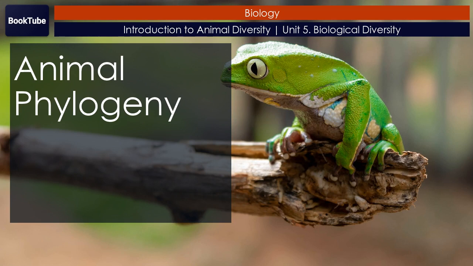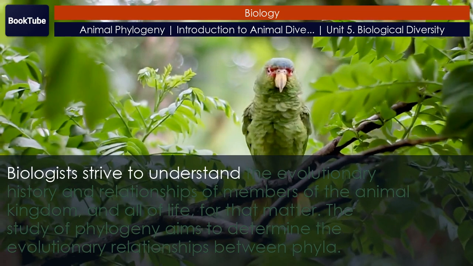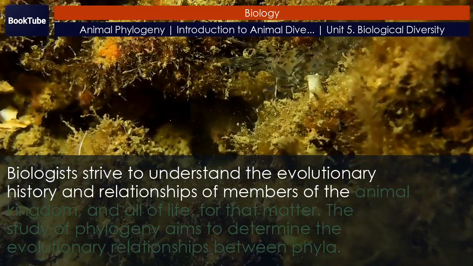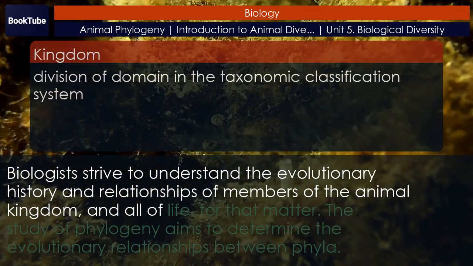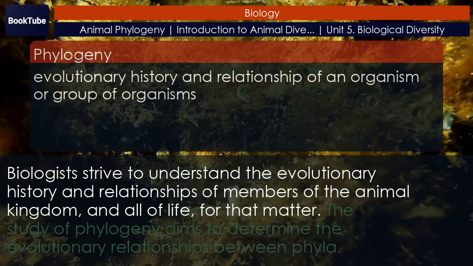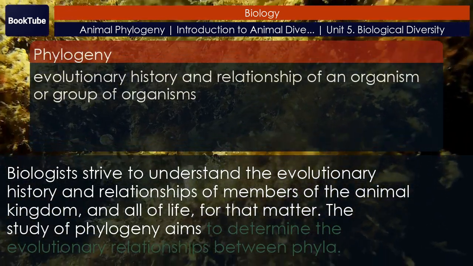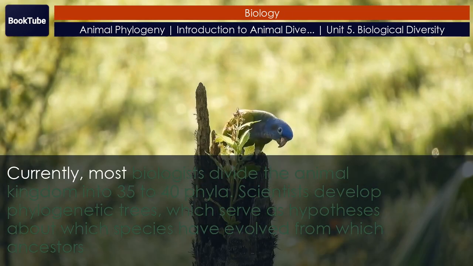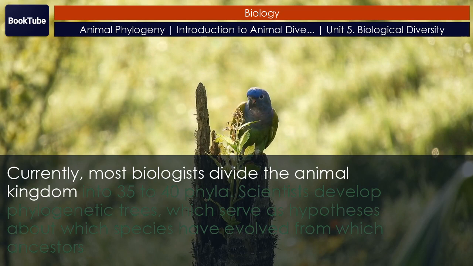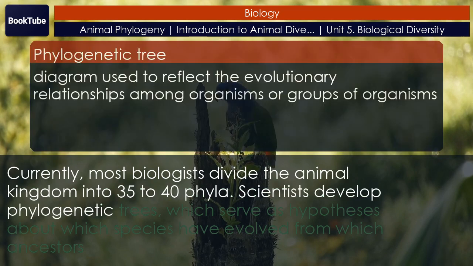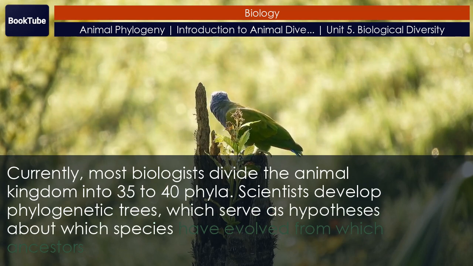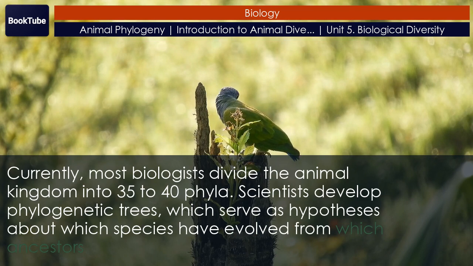Animal phylogeny. Biologists strive to understand the evolutionary history and relationships of members of the animal kingdom, and all of life. For that matter, the study of phylogeny aims to determine the evolutionary relationships between phyla. Currently, most biologists divide the animal kingdom into 35 to 40 phyla. Scientists develop phylogenetic trees, which serve as hypotheses about which species have evolved from which ancestors.